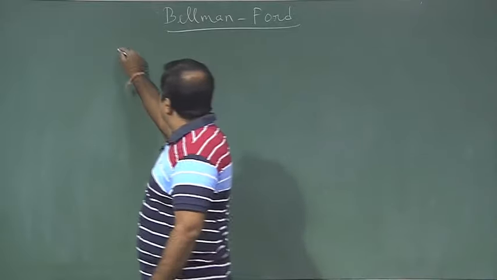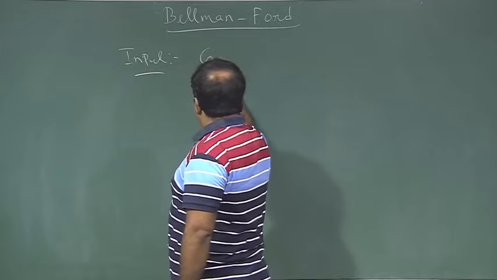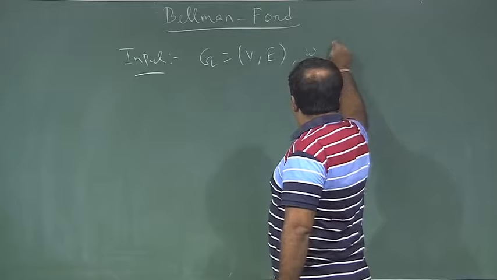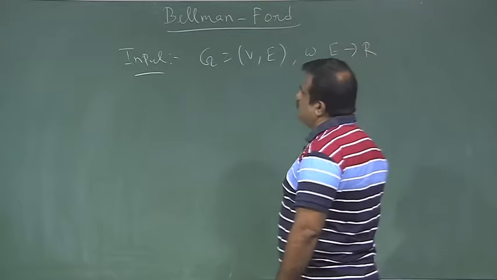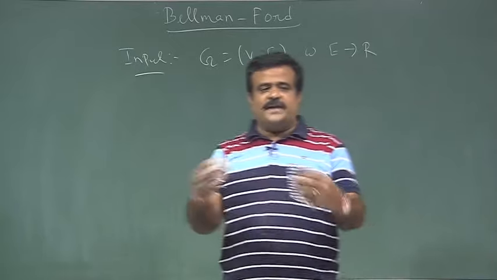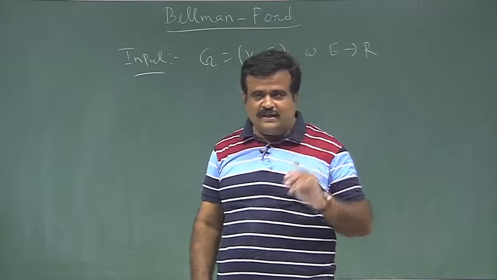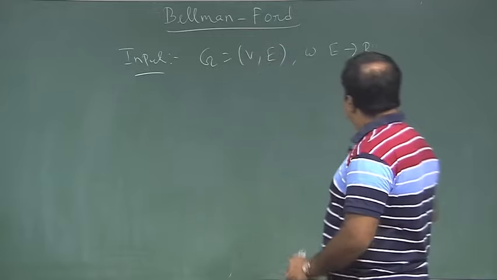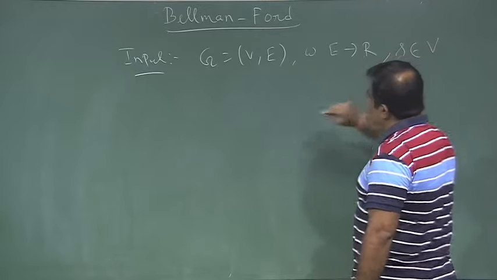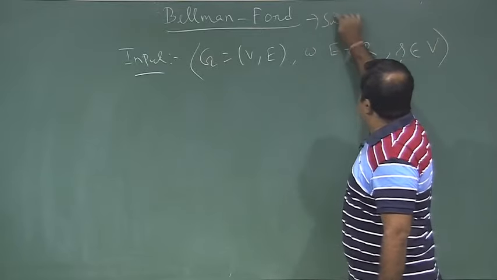So what is the input? The input is basically a directed graph (V, E) and the edge weight function w. Here there is no restriction of non-negative edges, so an edge could be negative also. That means there is a chance of a negative cycle, but Bellman-Ford can handle that. And there is a source vertex, which is also another input. So this is also a single-source shortest path algorithm.